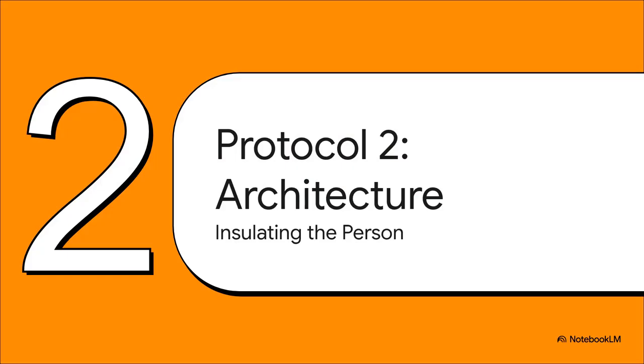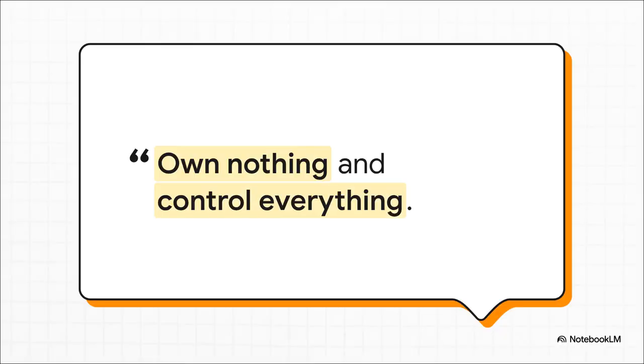Let's move on to Protocol 2, Architectural Construction. Once the status correction is complete, the next phase is all about building the administrative structures designed to protect and insulate that newly established status. The guiding operational principle here is incredibly direct: own nothing and control everything. It's a strategic move away from direct personal ownership of assets, which the system argues creates liabilities, and a move toward administrative control through a series of specific legal structures.